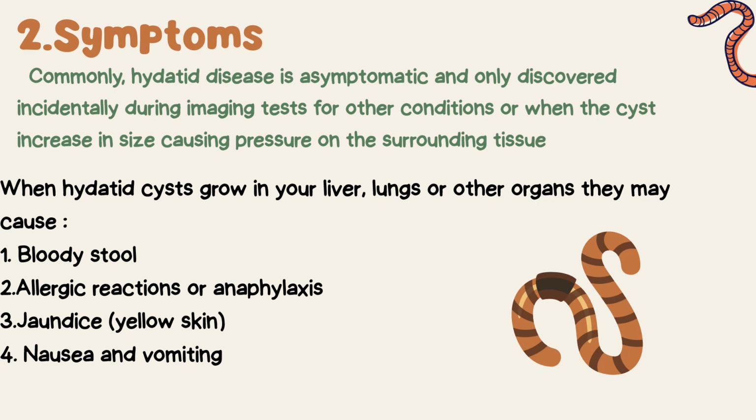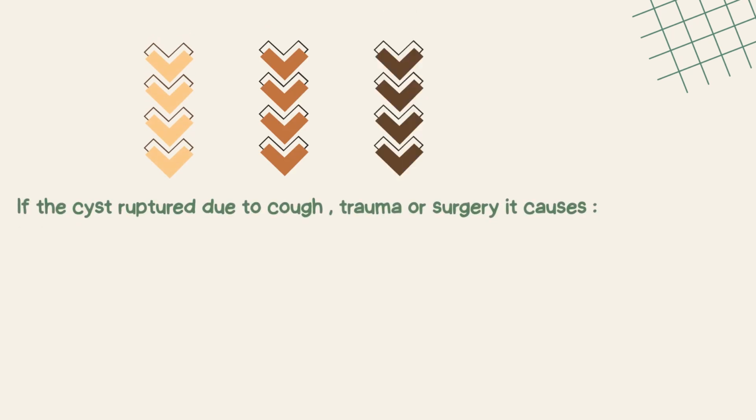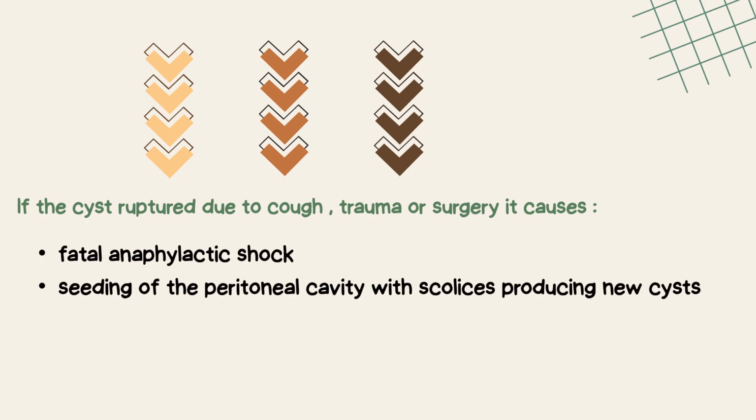When hydatid cysts grow in your liver, lungs, or other organs, they may cause bloody stool, allergic reactions or anaphylaxis, jaundice, nausea, and vomiting. If the cyst ruptures due to cough, trauma, or surgery, it causes fatal anaphylactic shock, seeding of the peritoneal cavity, producing new cysts.